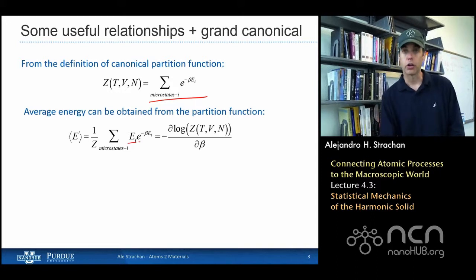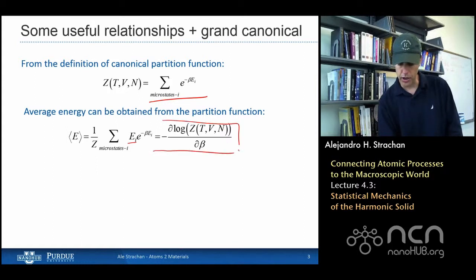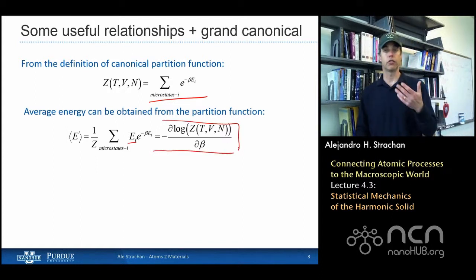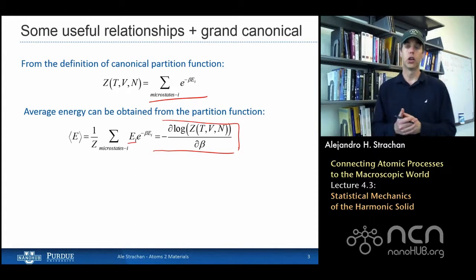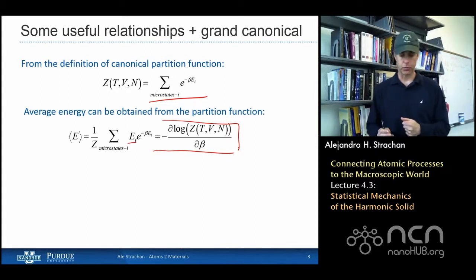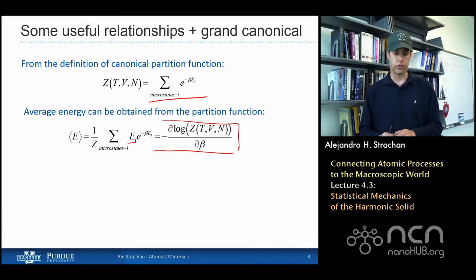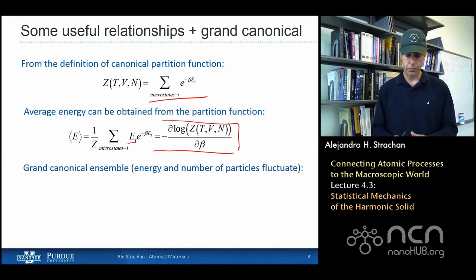And what you're going to show in the homework assignment is that this can be calculated as the derivative of the log of the partition function with respect to beta. I'm not going to demonstrate that. It's a very short derivation, two lines of algebra.